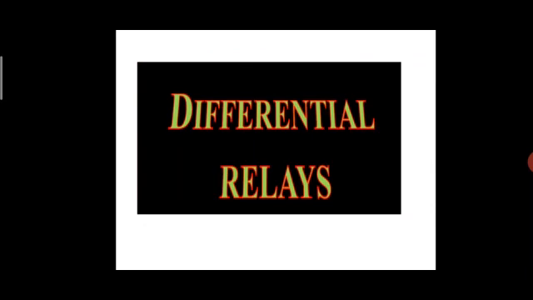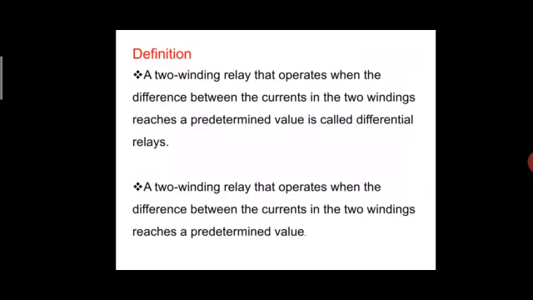Next one, differential relays. Definition: a two-winding relay that operates when the difference between the currents in the two windings reaches a predetermined value is called a differential relay.